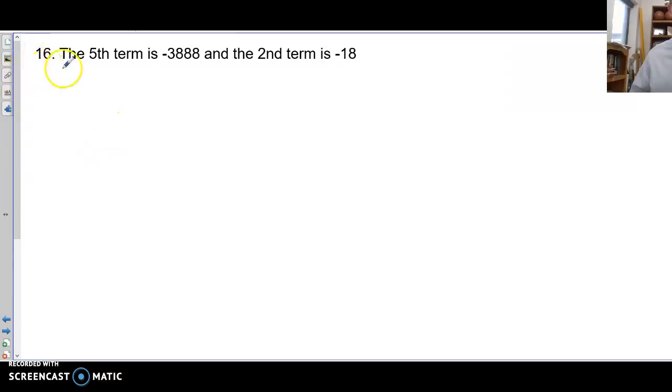So this is actually number 16 from your worksheet, so make sure you're putting it down there. There we're told that the fifth term is negative 3,888, and the second term is negative 18. So again, thinking about it the same way I did with the last one. I'm going to just put out some blanks here. This is my thought process. I know that the second term is negative 18, and I know that the fifth term is negative 3,888.